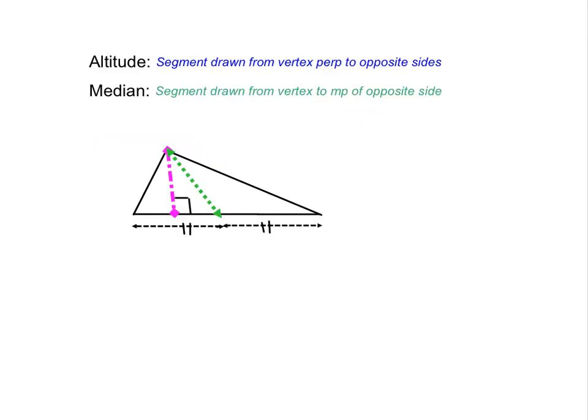Two more words you need to know. An altitude is a segment drawn from the vertex perpendicular to the opposite side. So from this vertex right here, a segment drawn that's perpendicular, this purple line, that is an altitude. It makes a right angle. And a median is a segment drawn from the vertex to the midpoint of its opposite side. So this green line right here is a median because it goes from the vertex to the midpoint, and we see that these two sides are equal. So that green line goes to the midpoint of the opposite side.